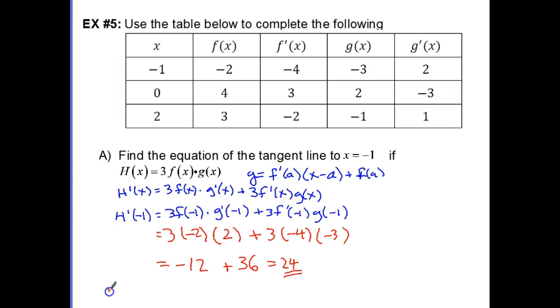Now, let's see what we've got here for our function. So let me do that in a different color. So that's going to be y equals f prime of a, 24, times x minus a. A was -1, plus f of a. What was f of -1? f of -1 was -2. All right, so our final function in simplified form is 24 times x plus 1 minus 2, and that's it.